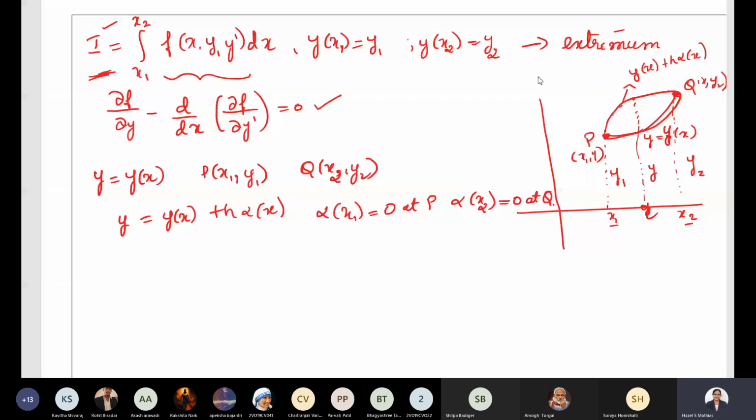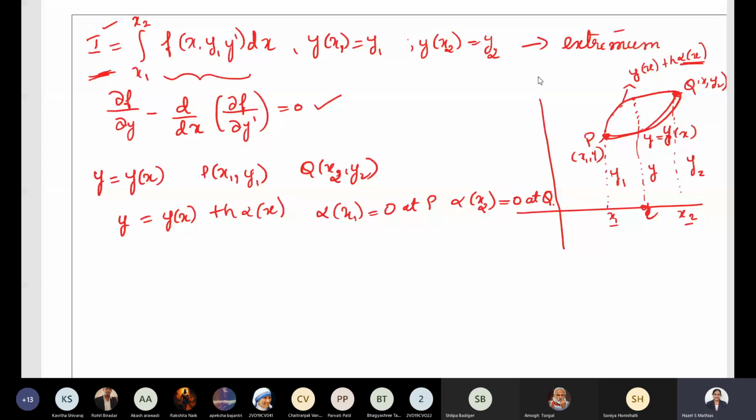H times alpha x is a slight increment. We have considered this curve as the neighboring curve of this. It also passes through the points P and Q. Suppose this curve passes through the points P and Q, then at the point P, this alpha x1 must be equal to 0, and at the point Q, this alpha x2 must be equal to 0, because this curve also passes through the points which is same as y equal to y of x.